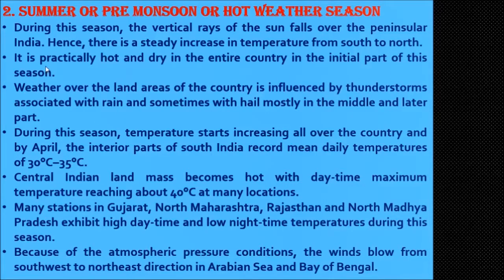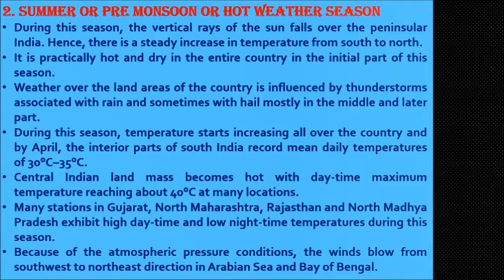Okay, during the summer season, the sun rays are not slanting here. Now the sun rays are vertical, falling directly on peninsular India. Hence, there is a steady gradual increase in the temperature from south to north of India, and it is practically very hot and dry throughout the country in the starting parts of the season. Like in the initial part of the season, we feel very hot and dry, isn't so?